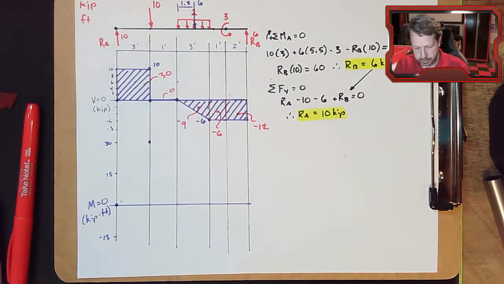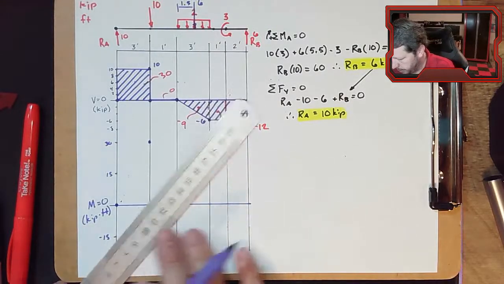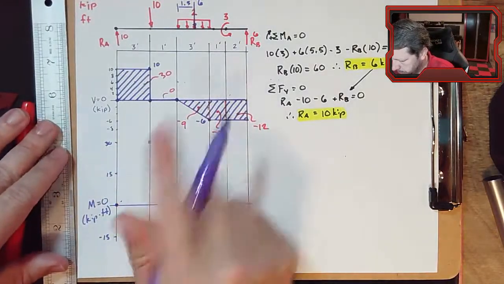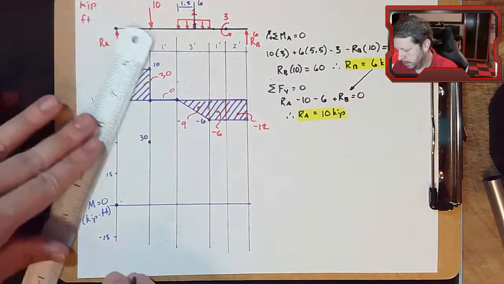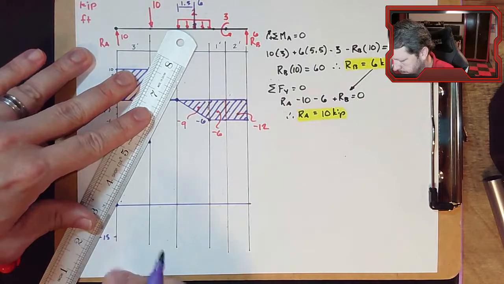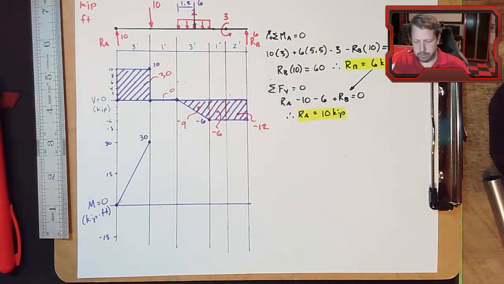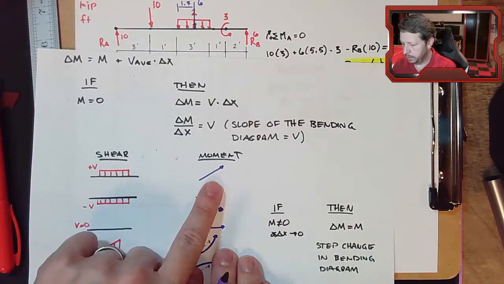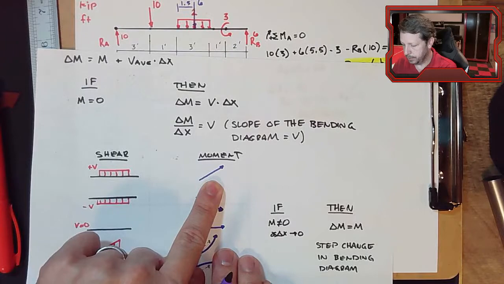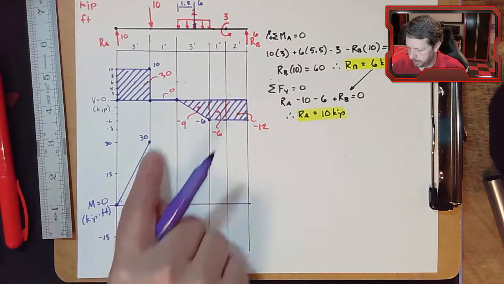Found my ruler. So we're going to go from 0 to, I usually like to write these numbers on here, 30. And it's a straight line. So that was the one where we wrote this guy. We had a positive constant shear, so we have a straight positive slope in our moment diagram, like that.